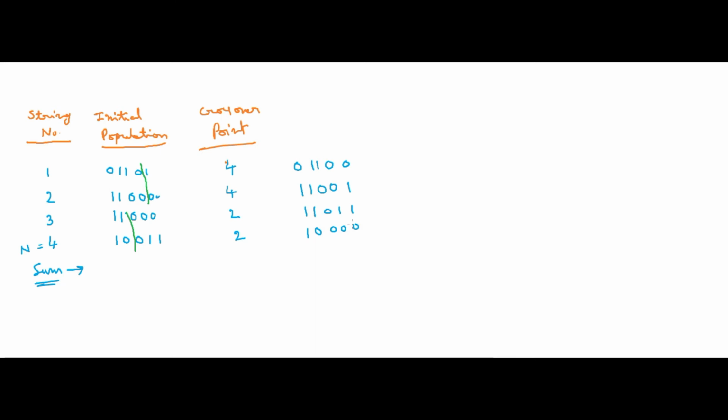Okay, so these are the offspring strings after crossover. So this is called offspring string. These are offspring strings after crossover.